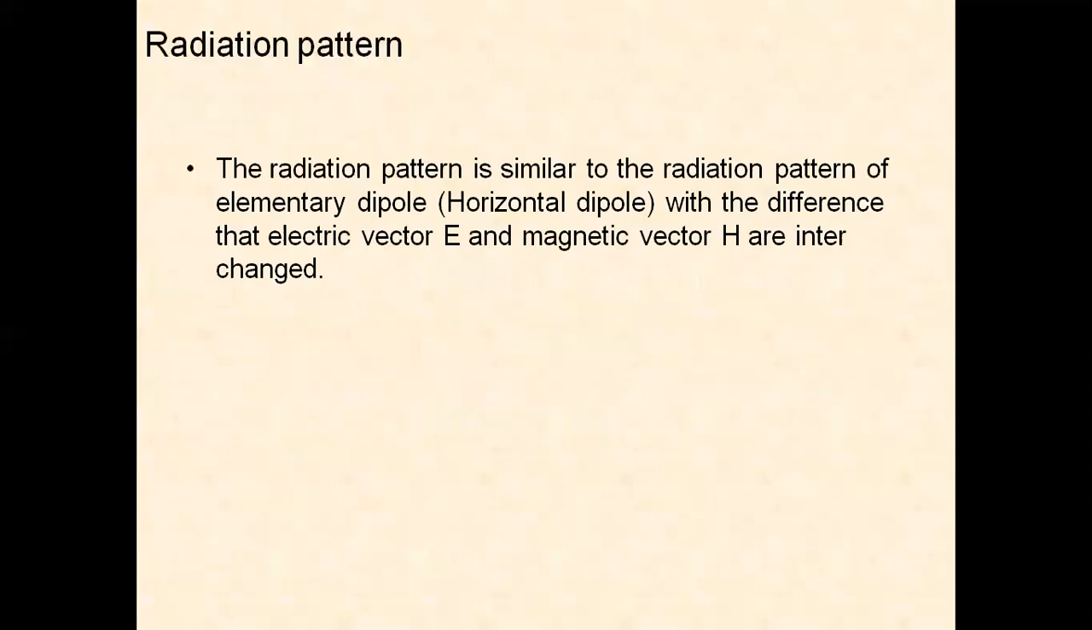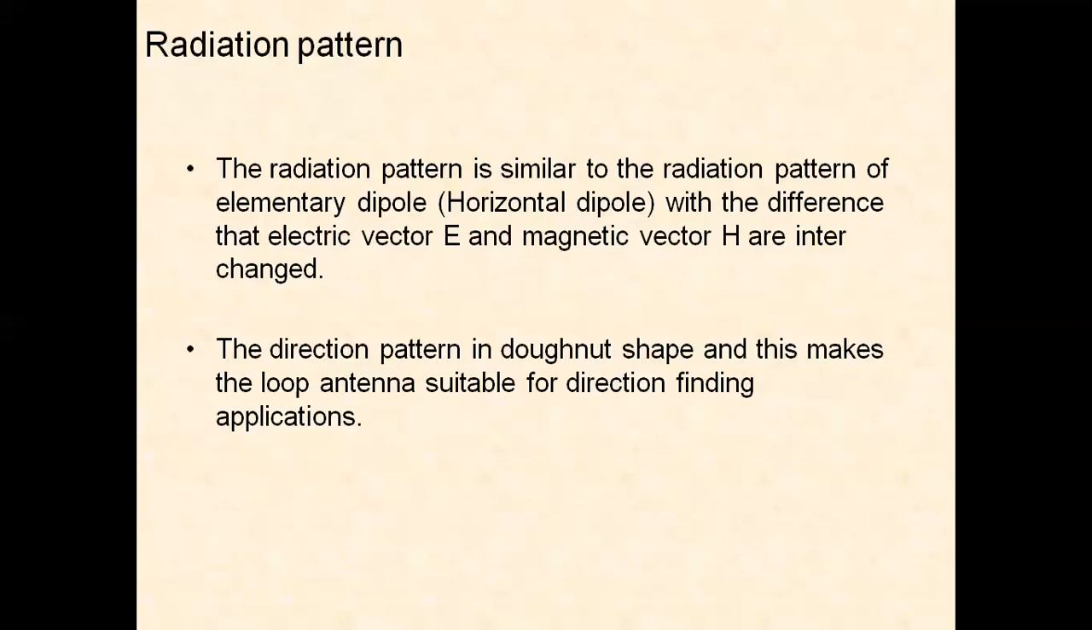The radiation pattern is similar to the radiation pattern of the elementary dipole, the Hertzian dipole, with the difference that the electric field E and magnetic field H are interchanged. The direction pattern is doughnut-shaped, and this makes the loop antenna suitable for direction finding applications.